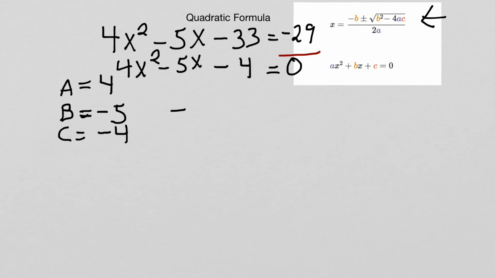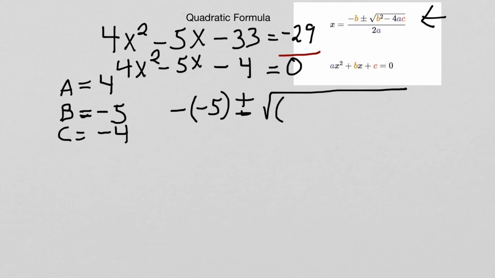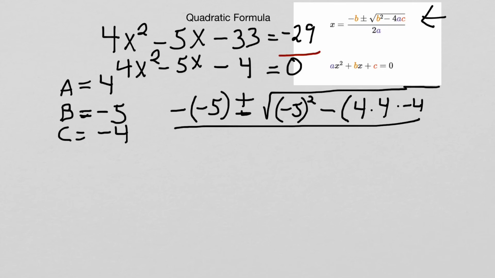So minus B. So minus, and then B is negative 5, plus or minus the square root of B squared. B is negative 5. Put it in parentheses. That way you'll remember to multiply negative 5 times negative 5. Minus 4 times A, which is 4, times C, which is negative 4. All of that is going to be over 2 times A, which is 4.